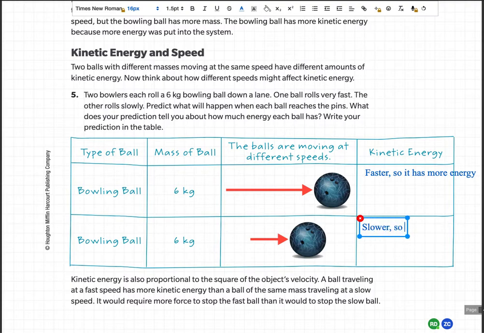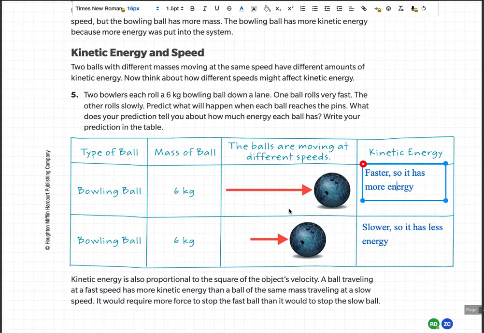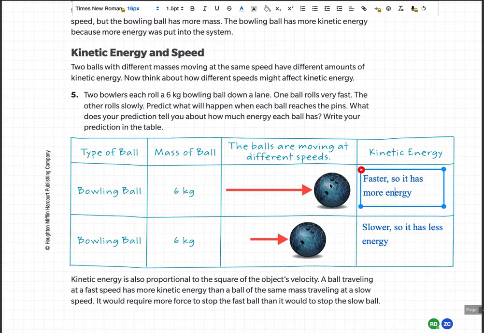Slower, so it has less energy. And we can say that about these two because everything about these is the same except the speeds, right? Same bowling ball, same weight. The only difference is that this bowling ball is moving faster than this one, so it has more energy.